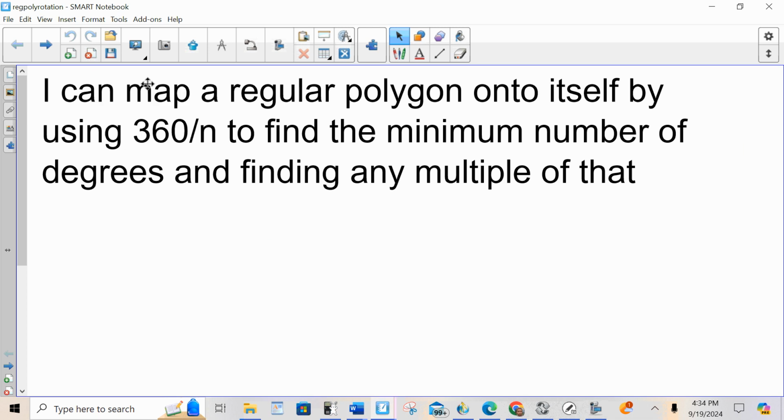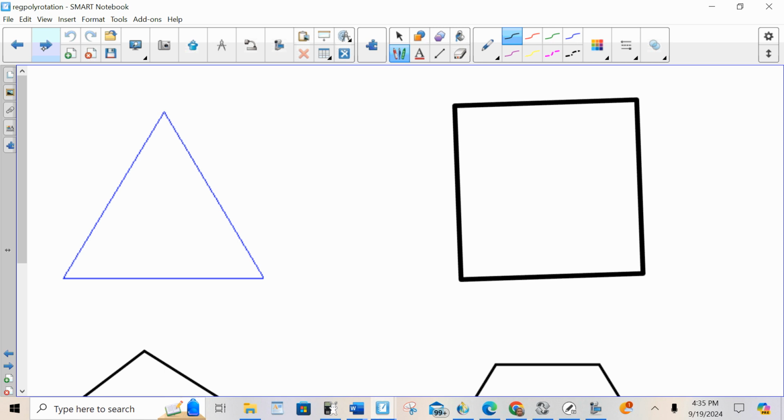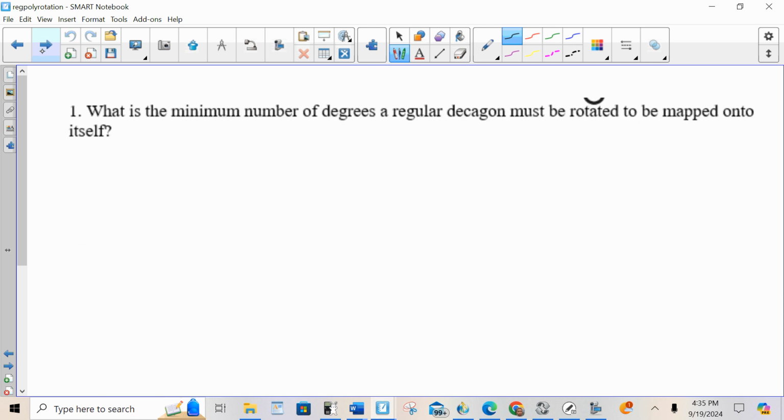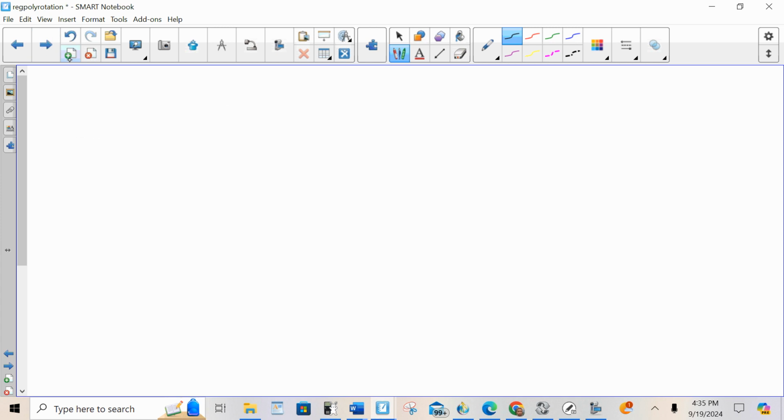Hello everybody, today I can map a regular polygon onto itself by using 360 over n to find the minimum number of degrees and finding any multiple of that. So this is an important lesson, it's not a complicated lesson, it comes up on the Regents like half of the time. I'm not going to go through the full lesson of it, I'm just going to get right to the point. First off, you do need to know some vocabulary.